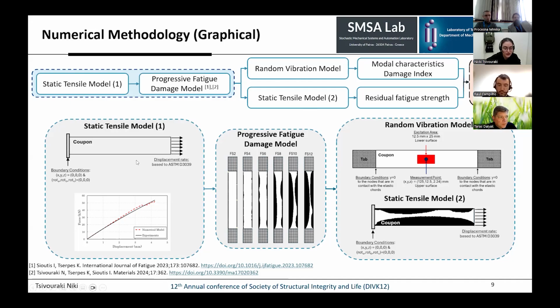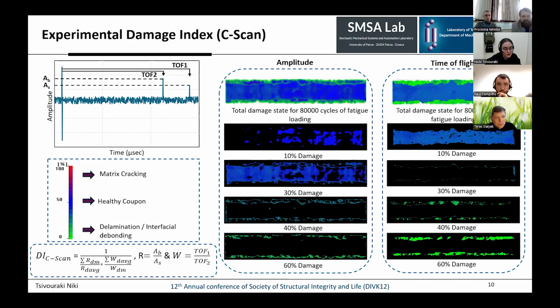Below, a graphical illustration of the numerical methodologies is presented, and especially each numerical model separately, with the aim of predicting residual fatigue life and strength. At this point, the experimental damage index from C-scan images is explained.